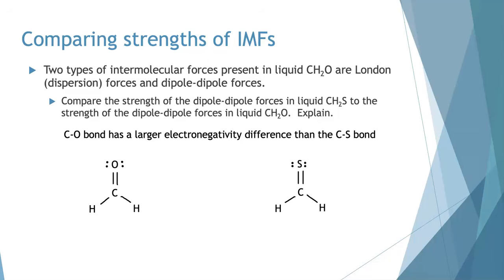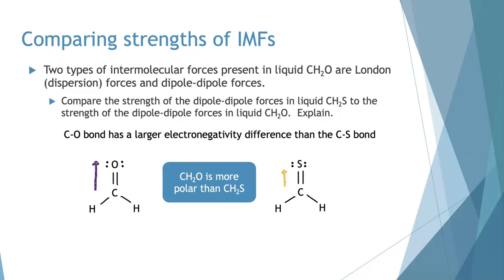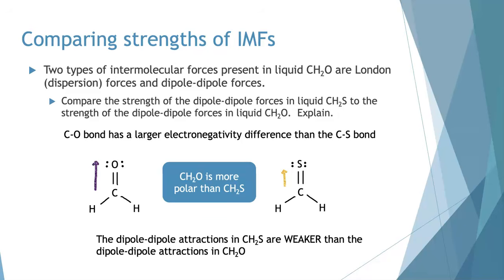The carbon-oxygen bond is polar. The carbon-sulfur bond is polar. But that carbon-oxygen bond has a larger electronegativity difference than the carbon-sulfur bond. So if we represent those polar bonds with vectors, my carbon-oxygen bond is going to have a larger vector than my carbon-sulfur bond. All right, there's only one vector. They are polar molecules. That vector is giving us the overall polarity of the molecule, but the vector for CH2O is bigger, and therefore CH2O is more polar than CH2S. And from that, I can go on and talk about how the dipole-dipole attractions in CH2S are then going to be weaker than the dipole-dipole attractions in CH2O.